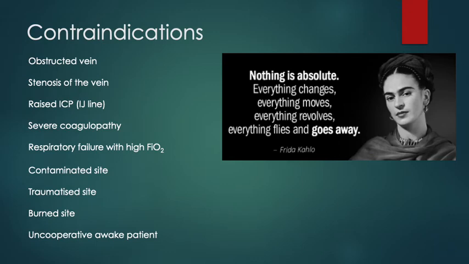I like the bottom one because it says uncooperative awake patient. From personal experience, they're the hardest lines that you're ever going to put in. They might look easy because the patient is on the surface not as sick as someone intubated on triple inotropes, but someone who's thrashing around, delirious, can be very tricky in terms of putting a line in. It's not a contraindication, but it's something to consider.